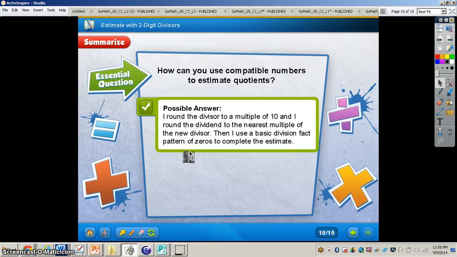So this concludes the video on estimating with 2-digit divisors. If you have any questions about this concept, please come and see me.